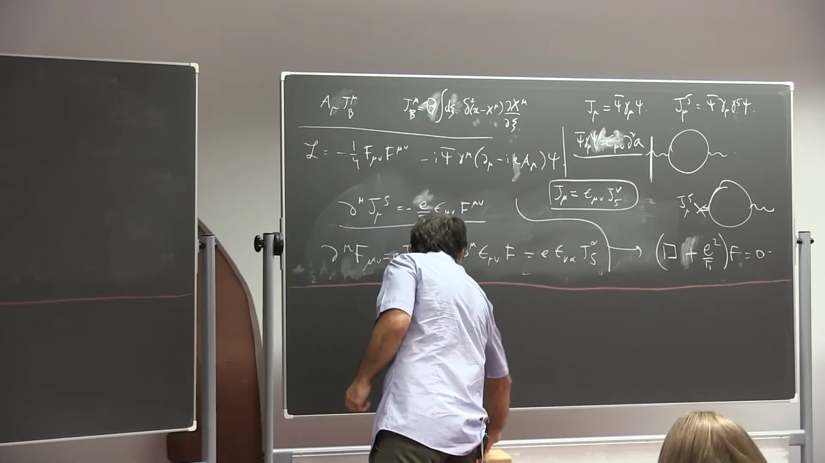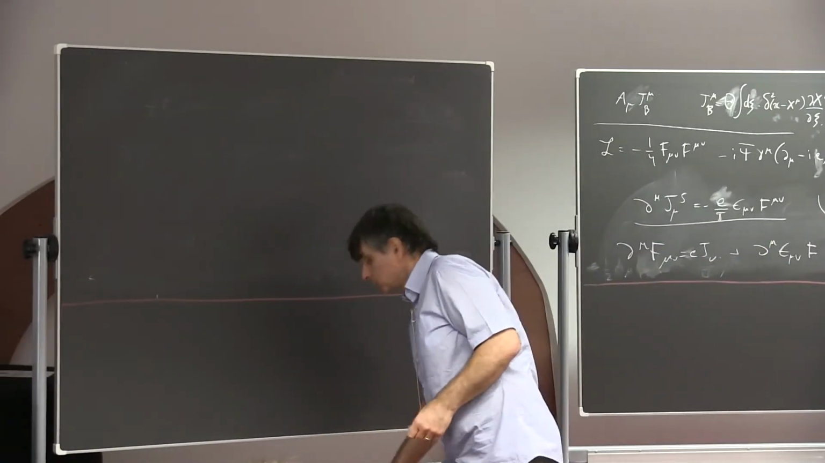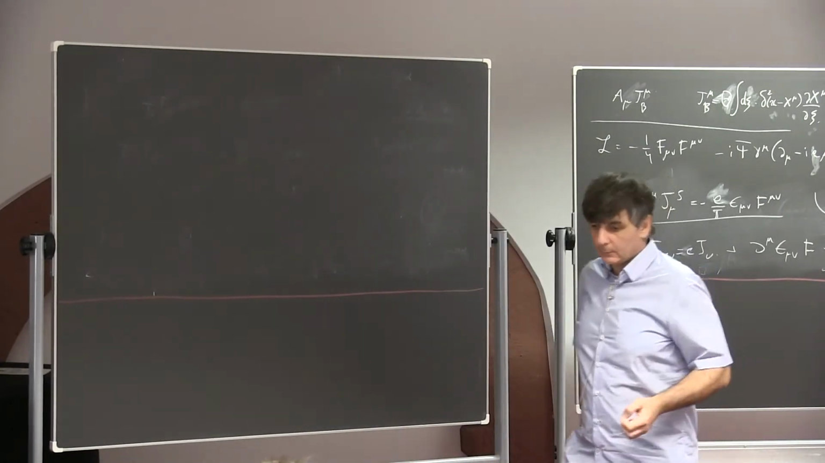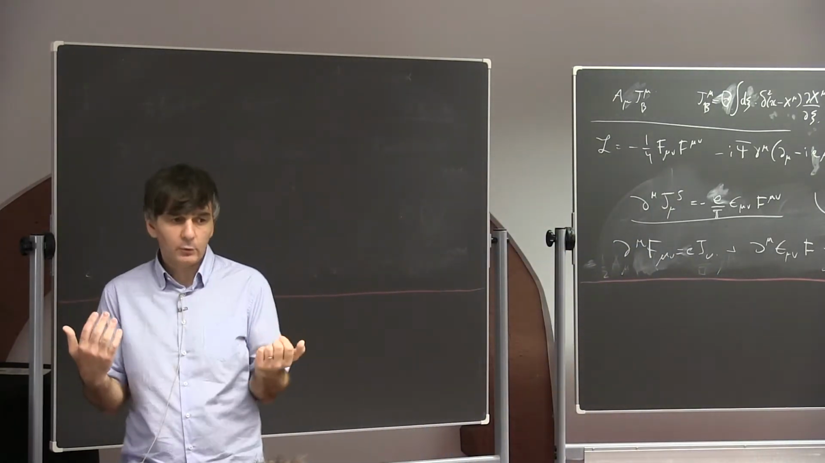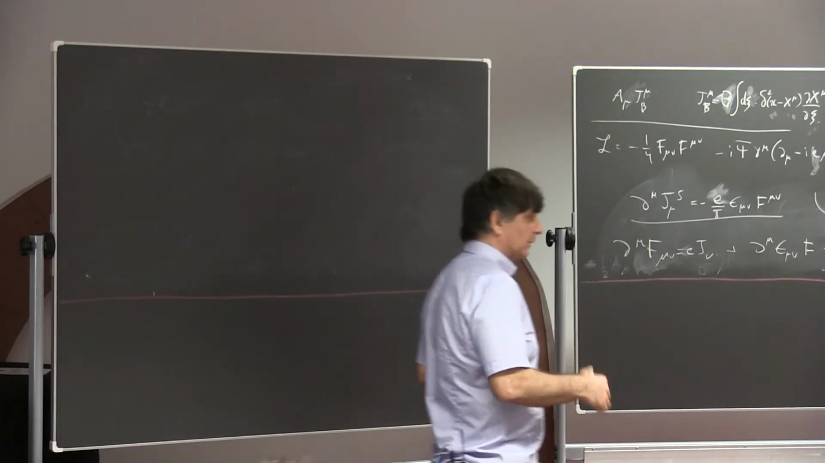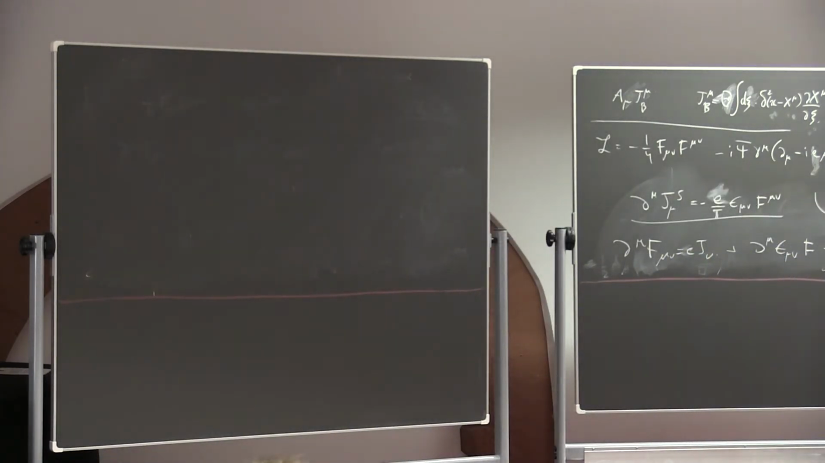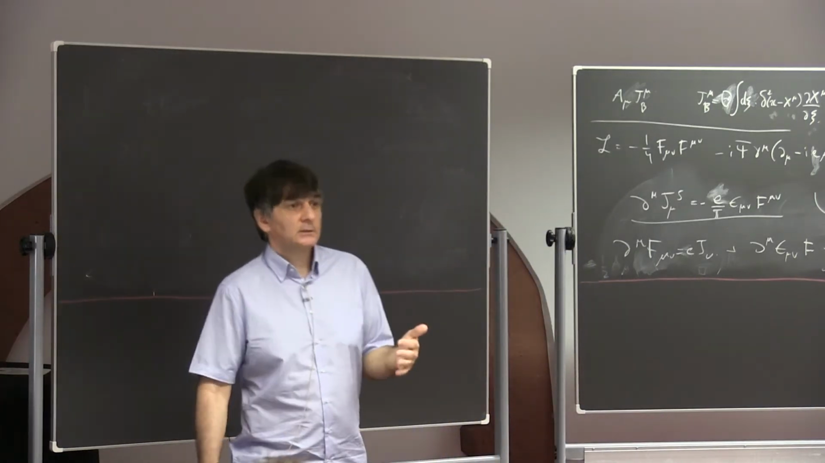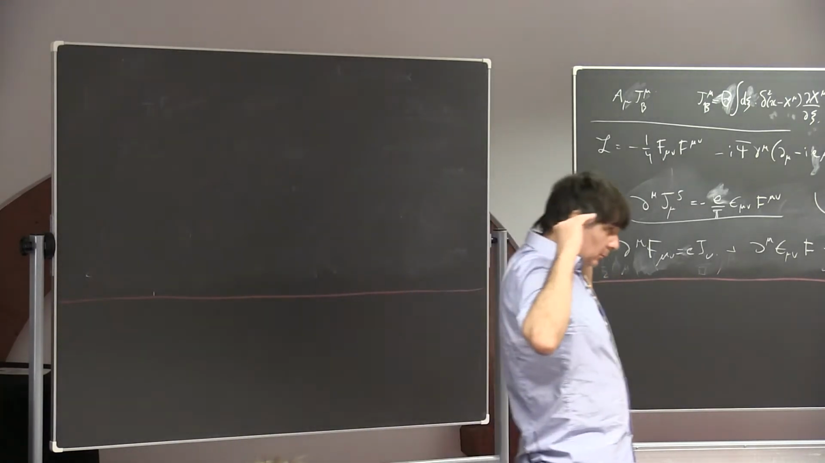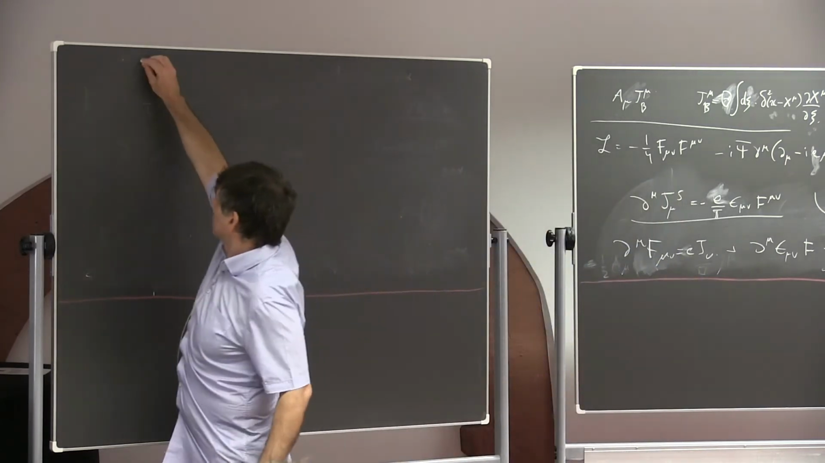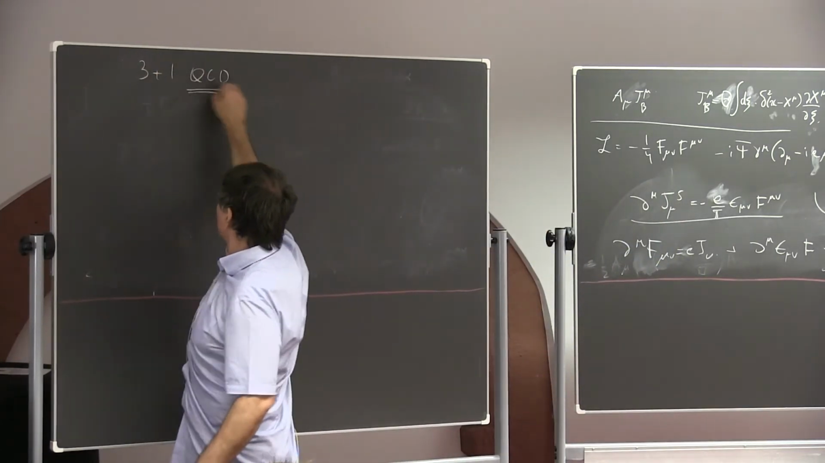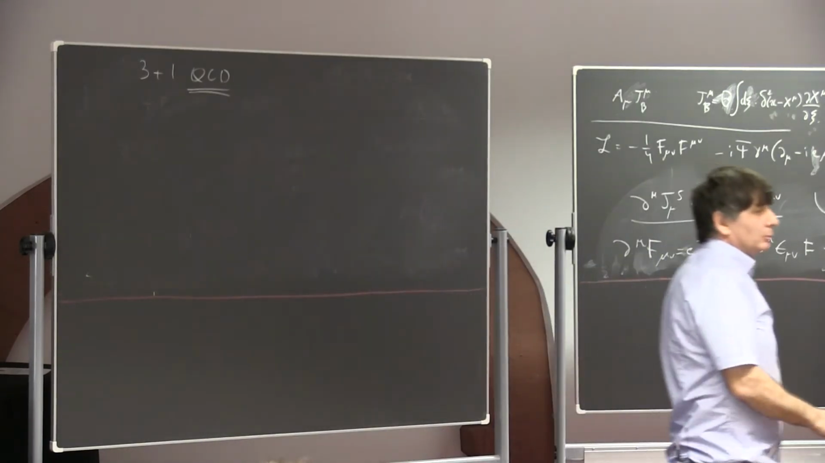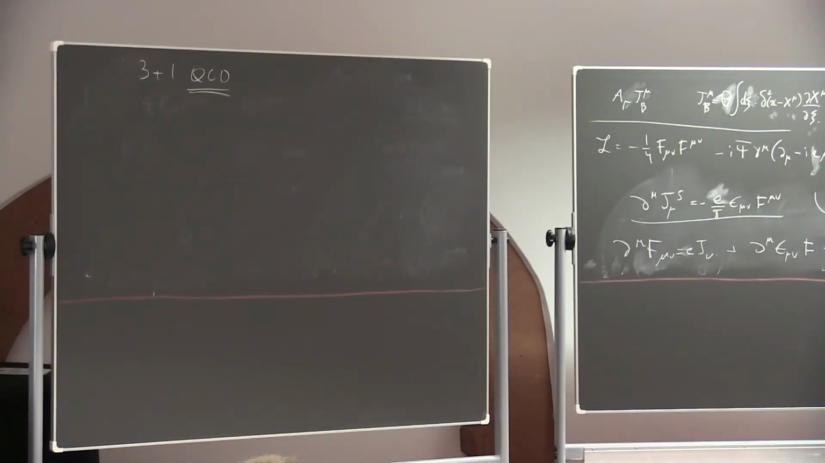Now, so now let's see the story in 3 plus 1 dimensions. There are a few things that I have to remind you about 3 plus 1 dimensions. First of all, before I go to the standard story and confront this with the standard story, let's ask the following question. Let's go to QCD, okay, in 3 plus 1, QCD. And let me for a moment assume that all the quarks are massive, sufficiently massive, okay?